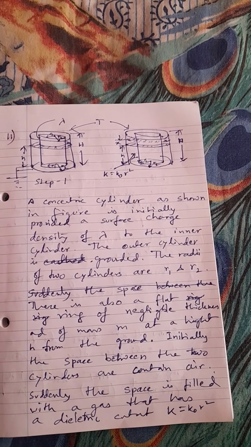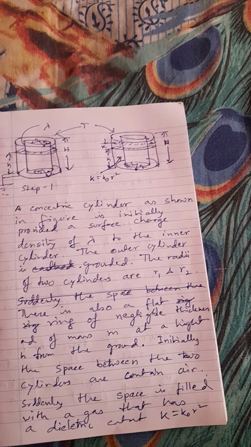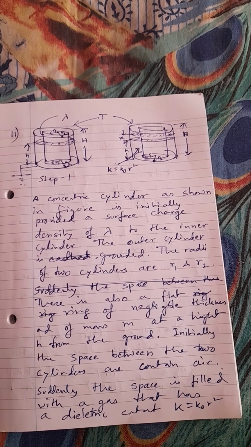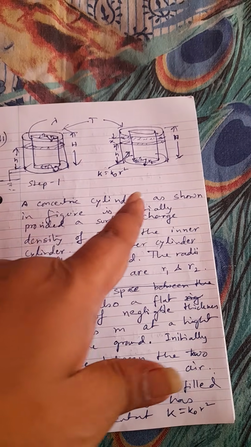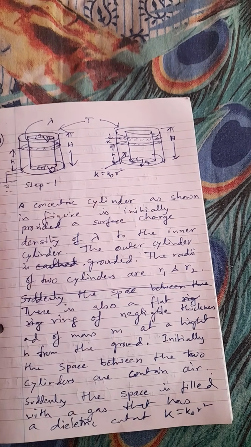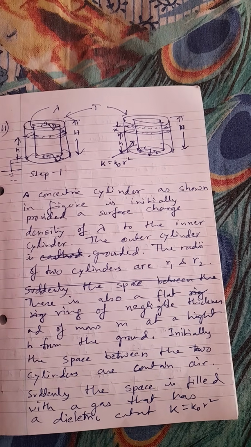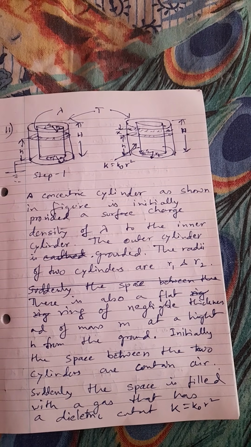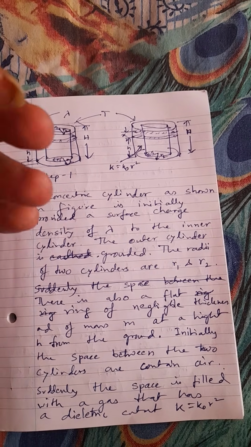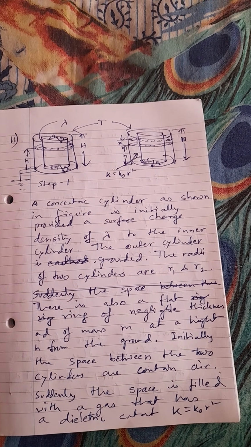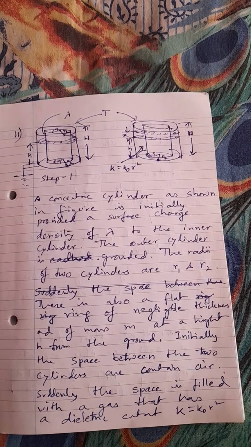Suddenly, this annular space is filled with a dielectric gas. This dielectric gas has a dielectric constant k, which varies with the distance r as k0 r squared. The gas has a gas constant R, which is in the next page, and it is also maintained at a fixed temperature T.